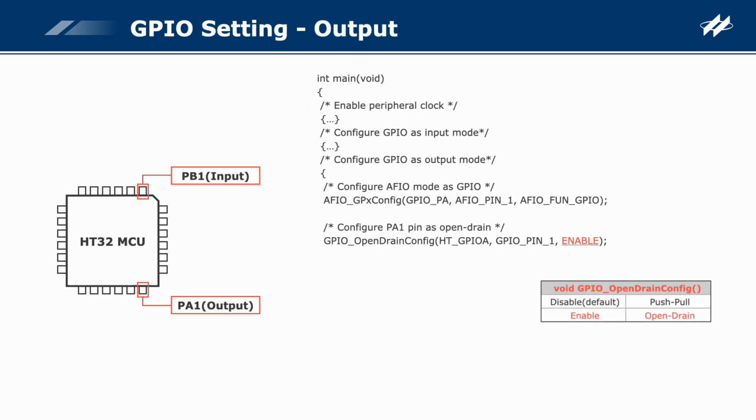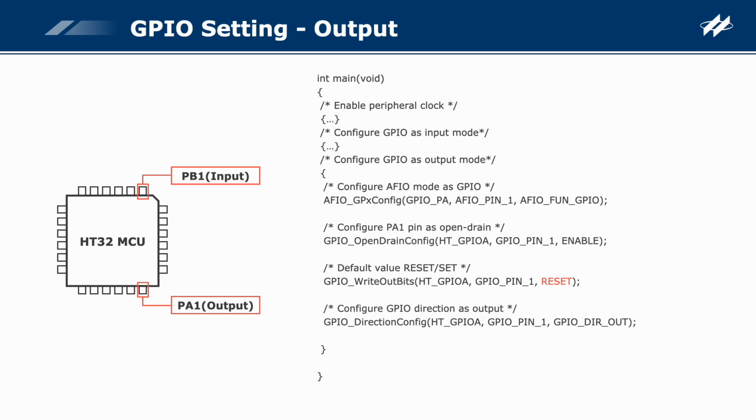If PA1 is configured as an output, the push-pull mode is used by default. To use the open drain mode, use the GPIO open drain configuration function and set its third parameter to enable. This example configures PA1 as an output. The clock and AFIO have been set in the previous settings. Use the GPIO write-out bits function to configure the pin level to high or low. Then, configure the GPIO direction to output. Now, the setting is finished. PA1, output mode, open drain, output low.